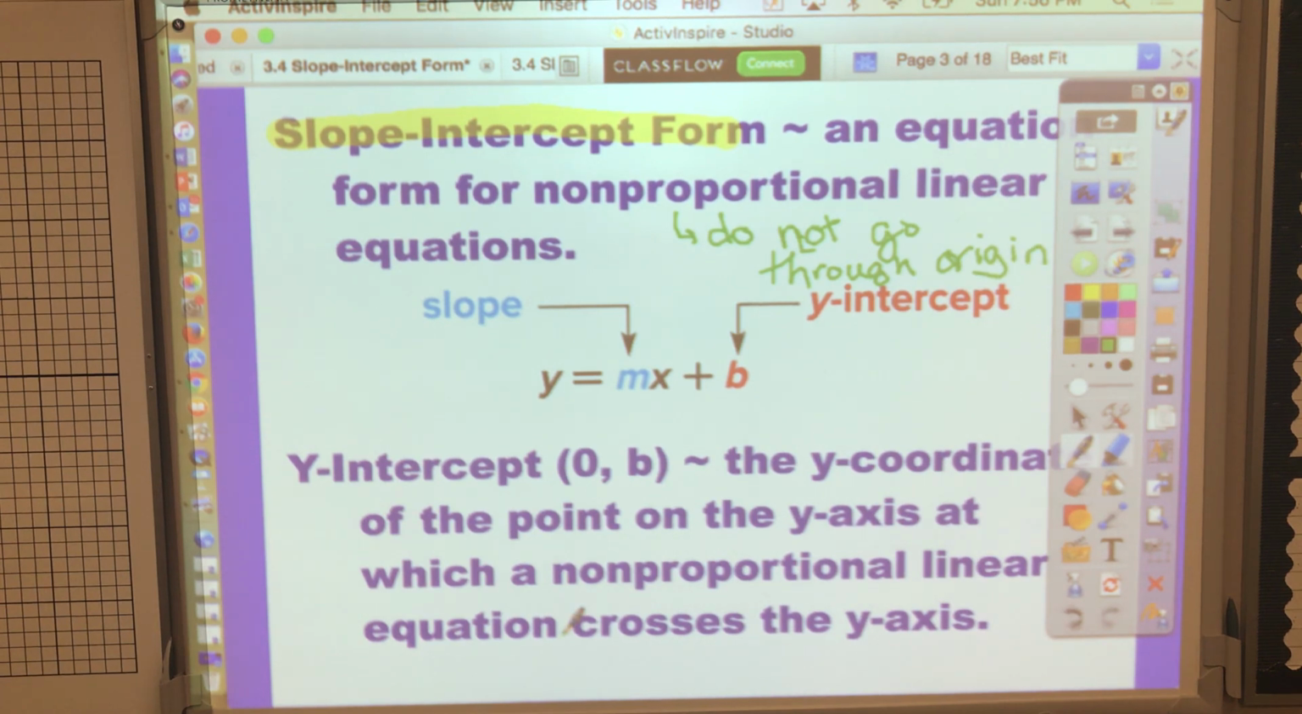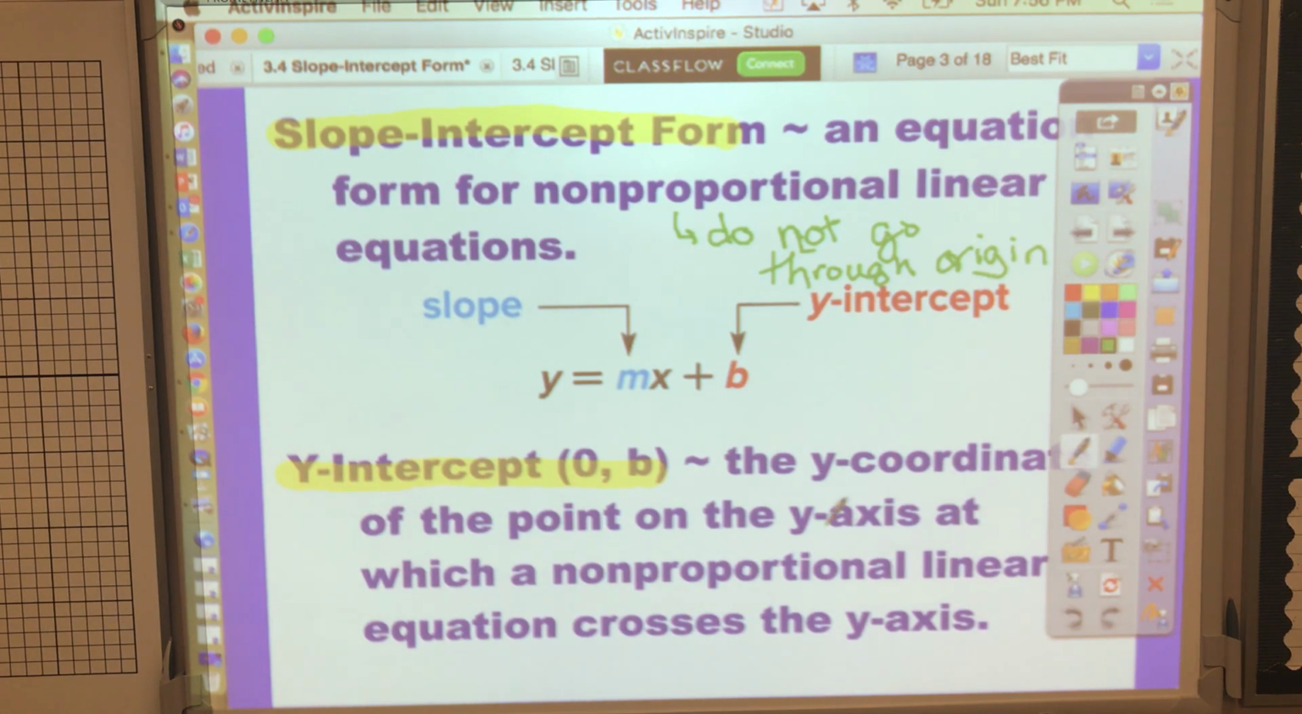And since they don't go through that 0, 0, our slope is still the same, but now we have an extra number at the end of that equation, and we represent that with the letter b. And that b stands for our y-intercept. When you go through 0, 0, your y-intercept is 0.